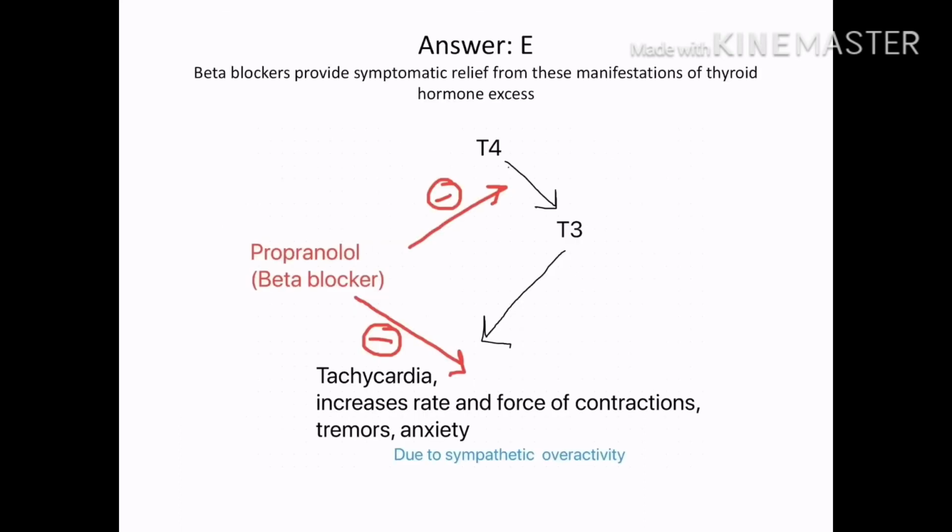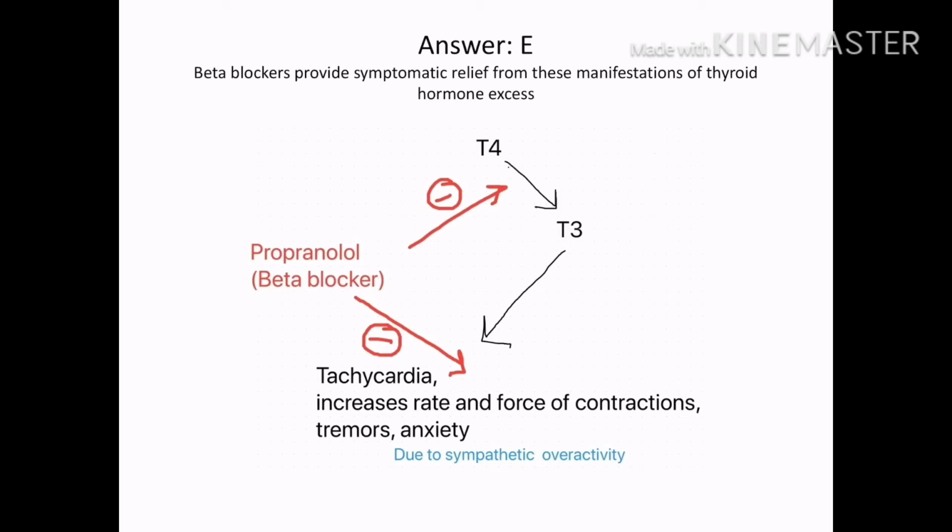Thyrotoxicosis is when there is an excess of thyroid hormone in the body leading to adverse symptoms. Now, the most life-threatening symptoms of thyrotoxicosis are those that result from sympathetic overstimulation. They include tachycardia, increased rate and force of contractions, tremors, anxiety.